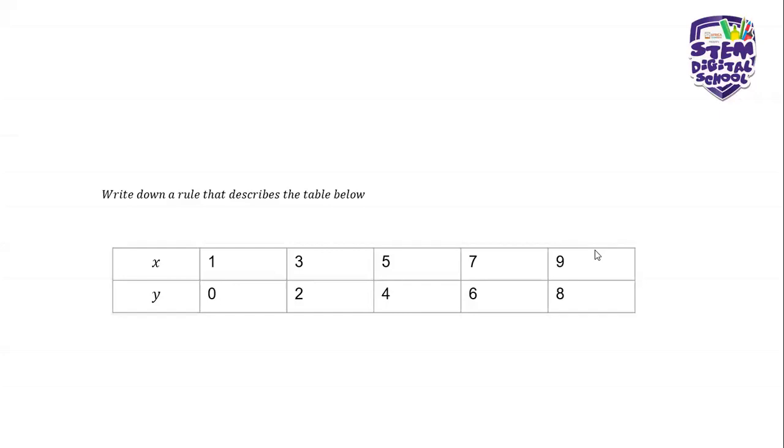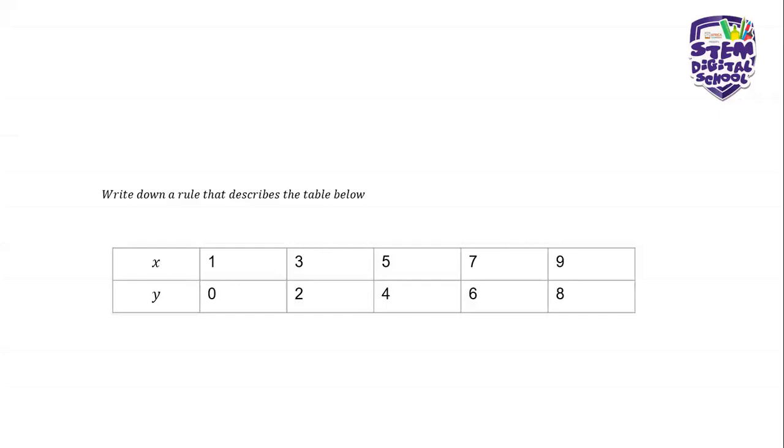I'll just put it in the chat box. So y is equal to x minus 1. That will be your rule. If x is 1, then y will be 0. If x is 3, y will be 2. If x is 5, then you can see that y will be 4.